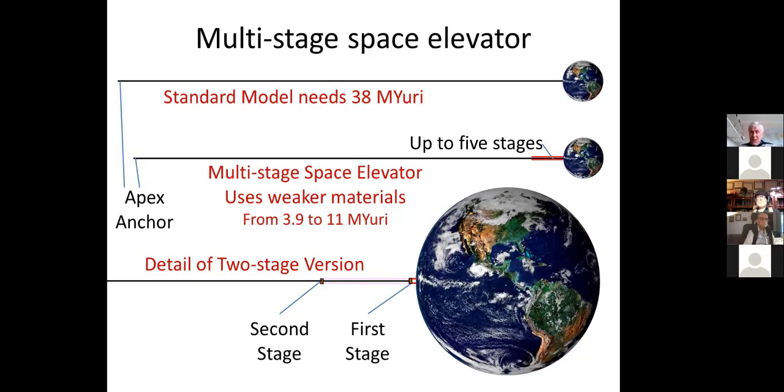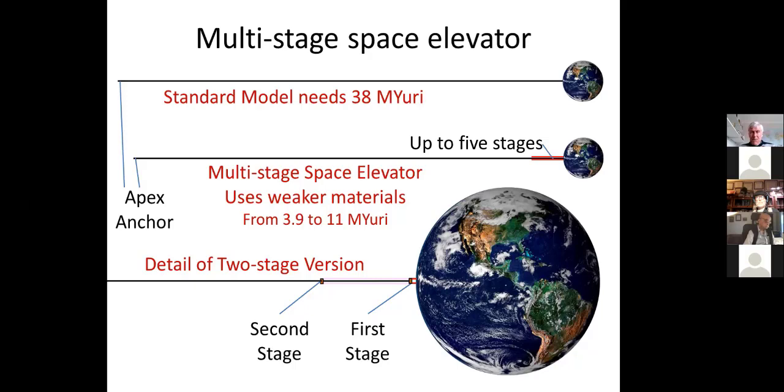And those stages are supported using a technology that I'll talk about. They are supported from the Earth upwards rather than hanging from orbit downwards. And that can use weaker materials, right down to 3.9, as I said, commercially available. Anything over 11 will work with just 2 stages. 2 stages is the minimum. In theory, I suppose you could have 1 stage, but 2 stages will work very well with 11 megajoule. And if you've got something like 15, it'll work better still.